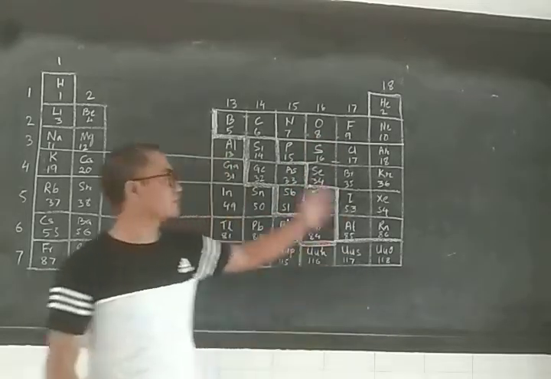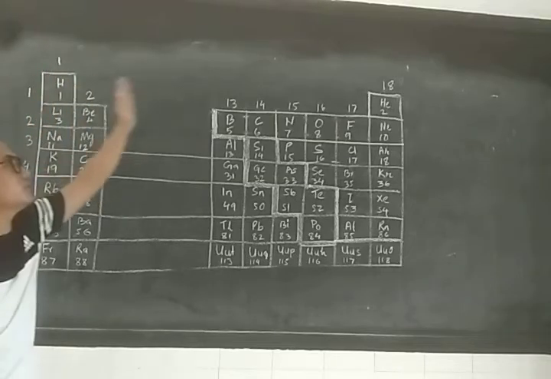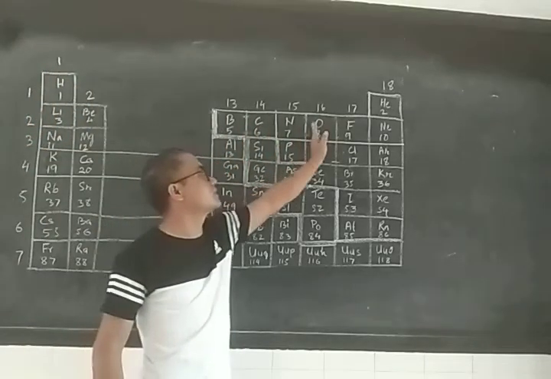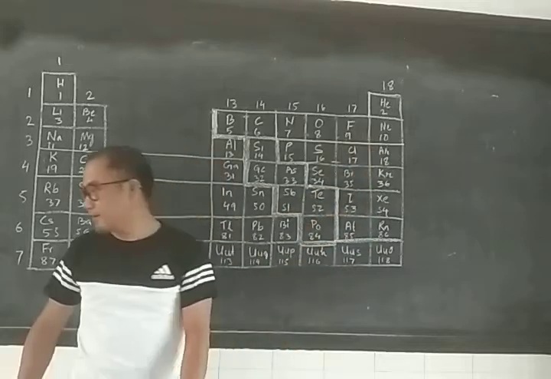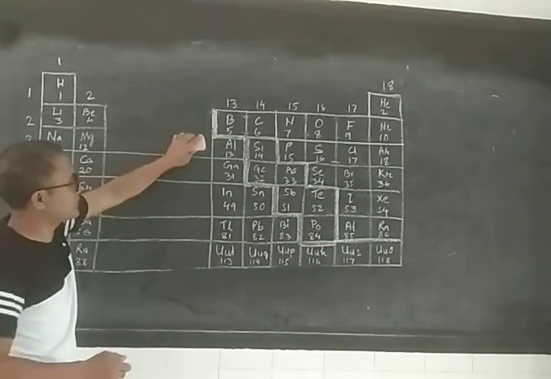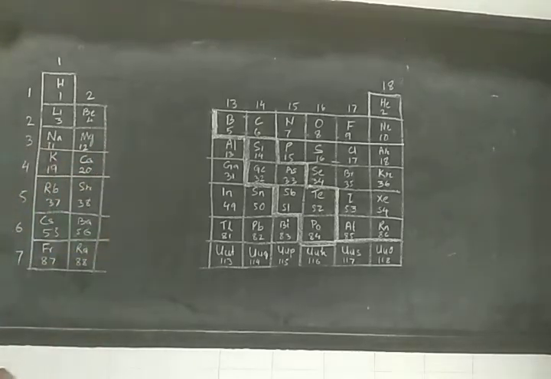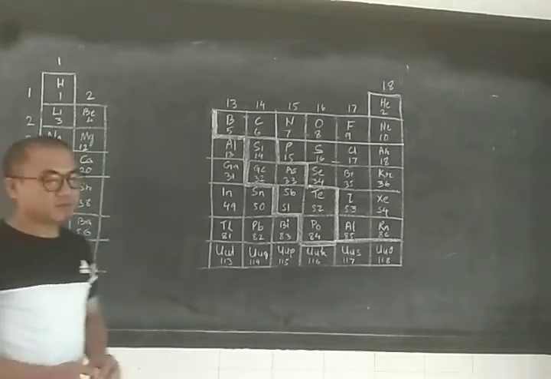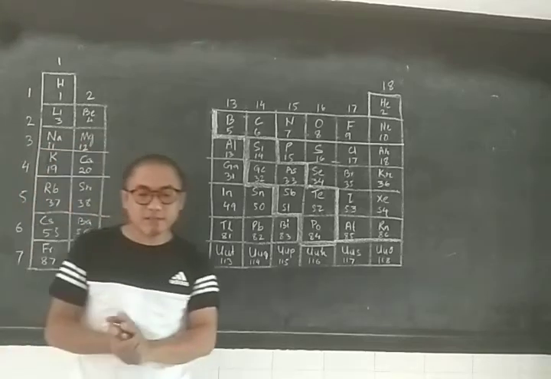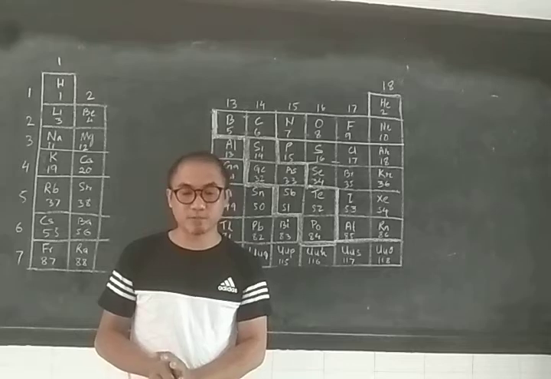We'll study group 1, group 2, 13, 14, 15, 16, 17, and 18. Since you are not going to study the rest, I will just drop this one. I use it for another purpose here. The first thing is the characteristics of a period in the long form periodic table.